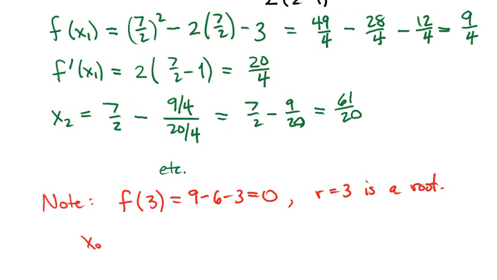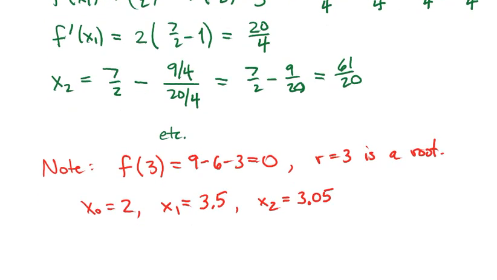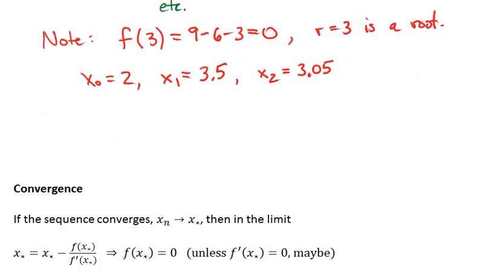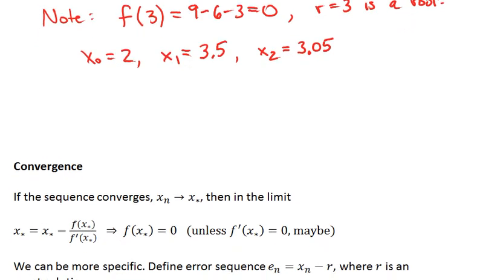So we started with a guess of 2. x1 was 7/2. That's 3.5. x2 is 3 plus 1/20th. That's 3.05. So in fact, we are getting closer and closer to the true root in this case. Which leads us to the subject of convergence in general.